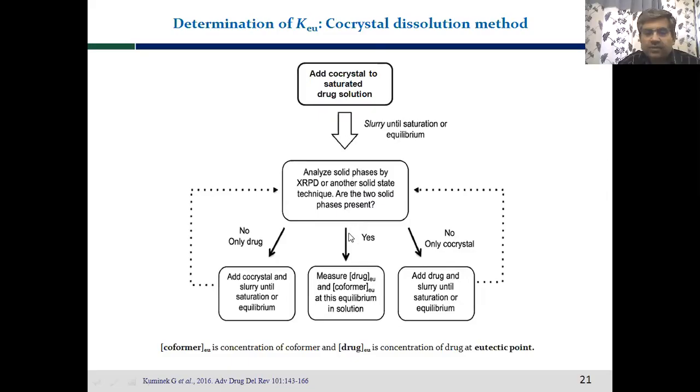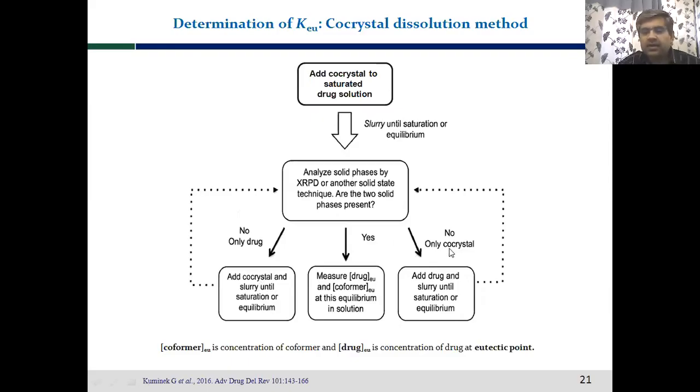So if the answer to this is yes, which means you are able to characterize leftover drug as well as the co-crystal, then you measure the solubility value of both these using HPLC or any other suitable technique, and then take the ratio of the solubility of the drug divided by the coformer, and this will be called the K-eutectic. But if only drug is detected in the XRPD, then you add more co-crystal and you slurry until the saturation or equilibration takes place.